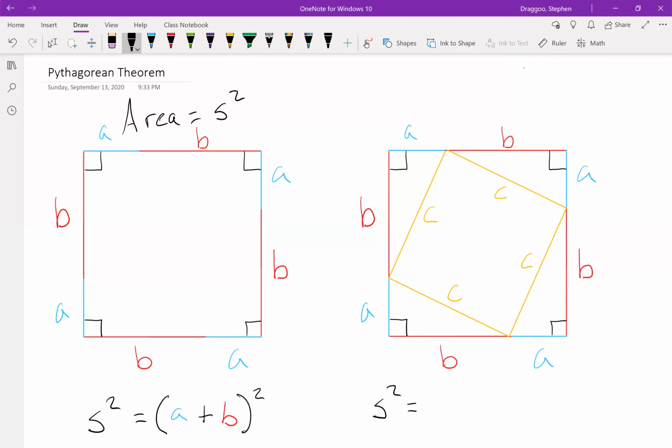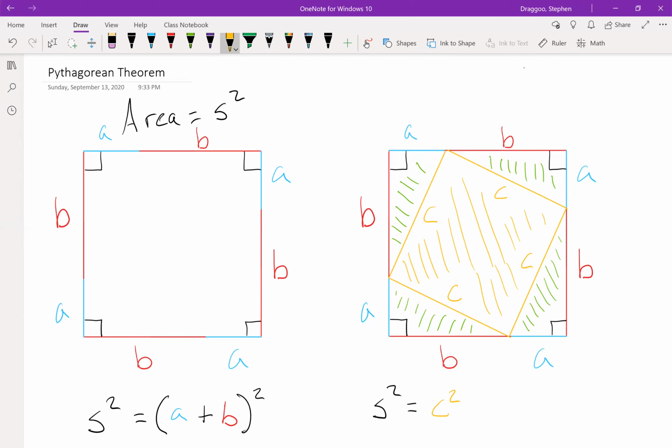But this time, I'm going to use a summation of simple shapes, since I have one large square in the middle, which should have an area of c squared, and then I have four triangles, highlighted here in green. Now, each one of those triangles should have an area of 1/2 of a times b.